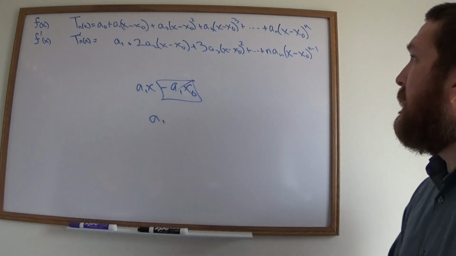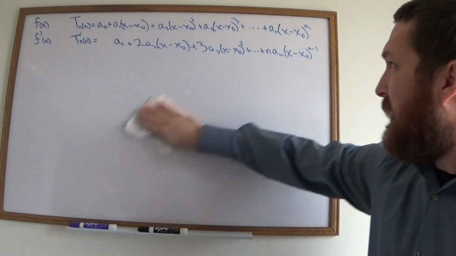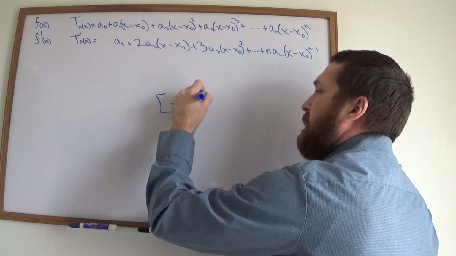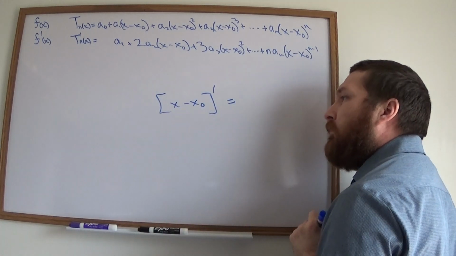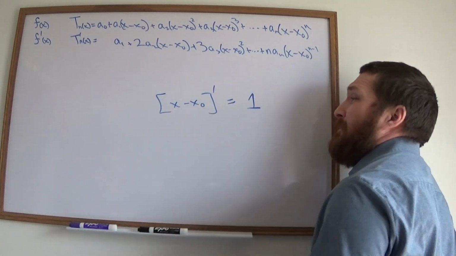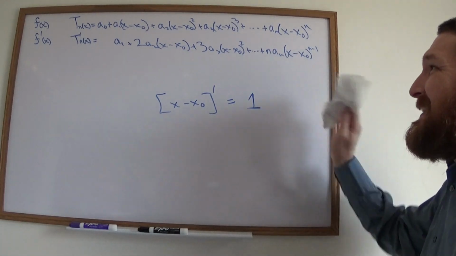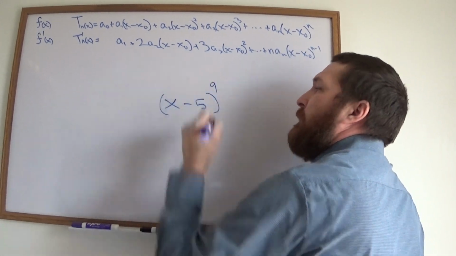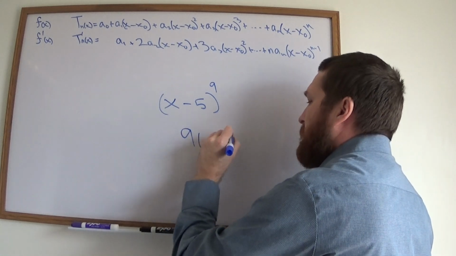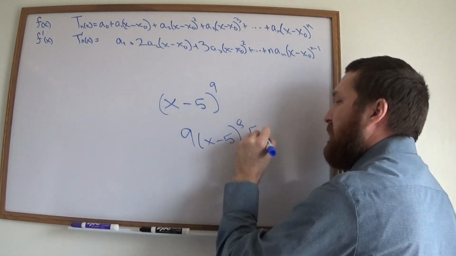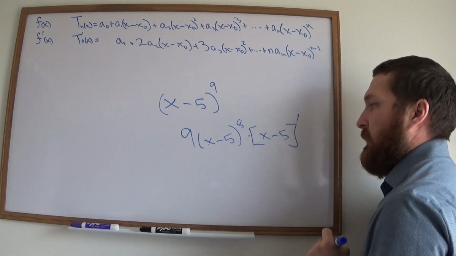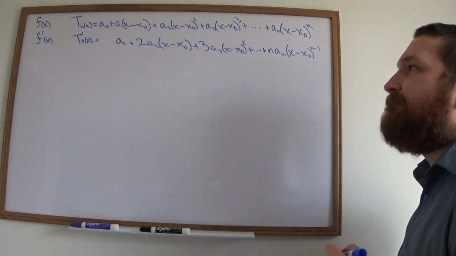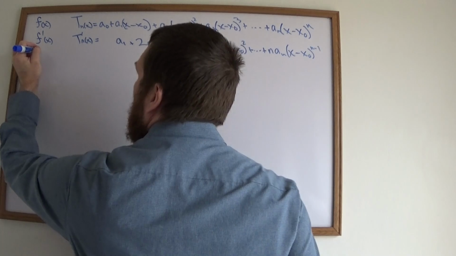Because of the chain rule, wouldn't you have to do it again? Well, yeah, and we did. It just turned out that the derivative of x minus x0 is just 1. And that's a nice thing about this. Like you take the derivative of x minus 5 raised to the 9th power. Well, the 9 comes down, you get x minus 5 raised to the 8 times the derivative of x minus 5. What's the derivative of x minus 5? It's 1. So that's what we're doing here. Good catch. We want to make sure that we're good with that.